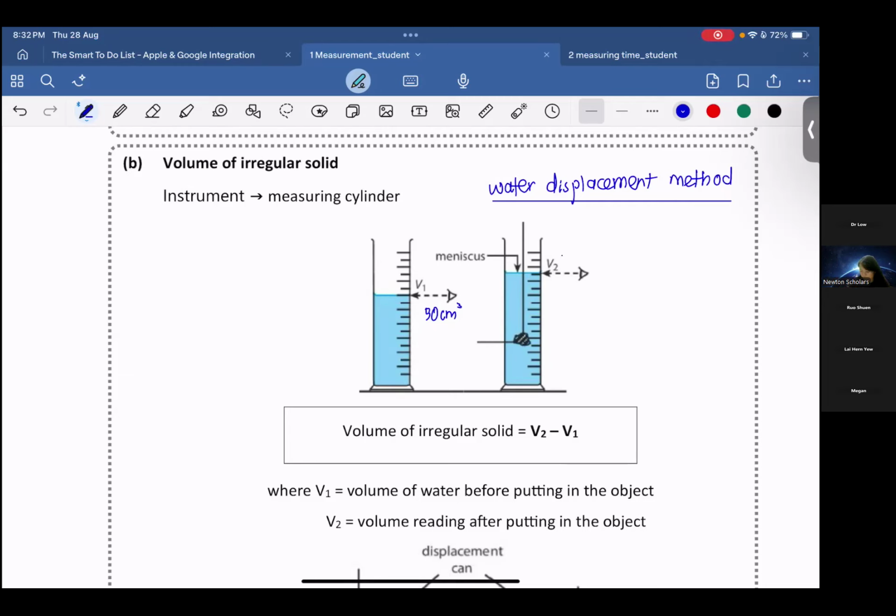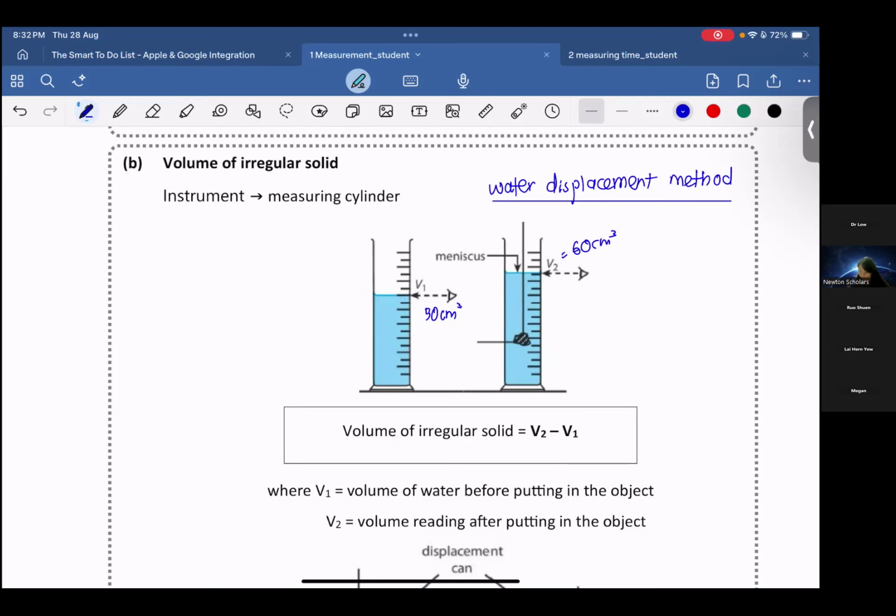When it goes to here, maybe this one is like 60 cm cubed. Okay, so at the end, I know that it increased 10 cm cubed. This 10 cm cubed, where does it come from? From the volume of the object. So that's why it increased. So using this method, I can know the volume of the irregular object.